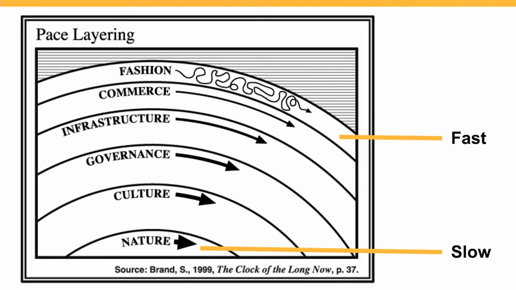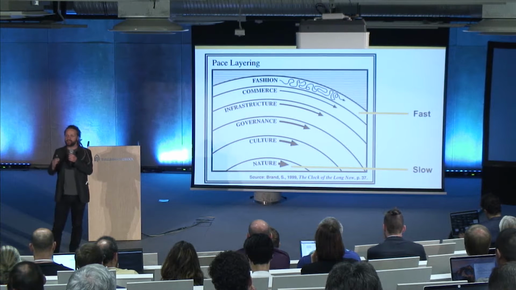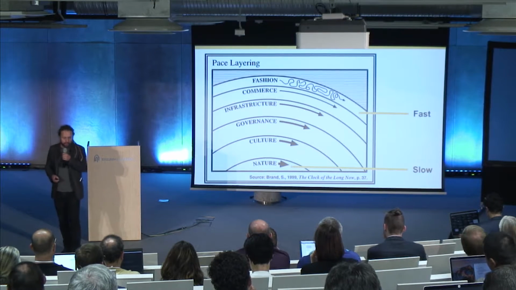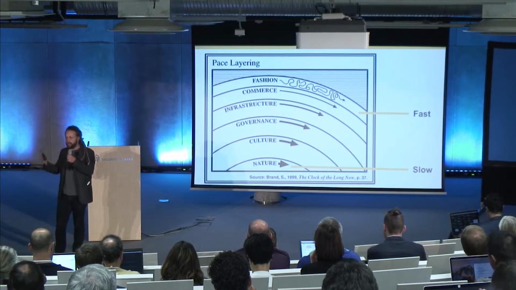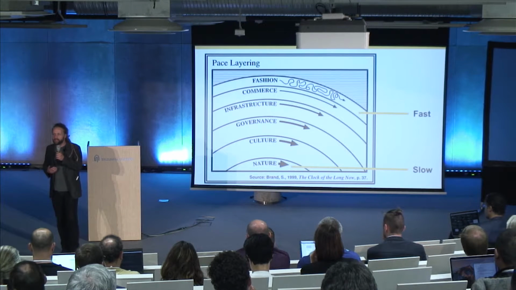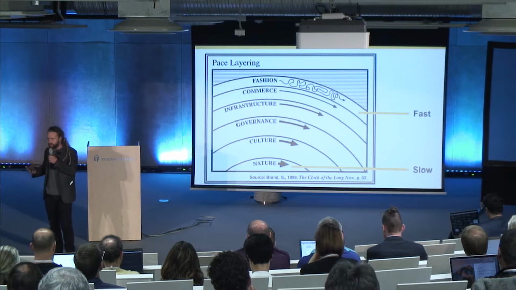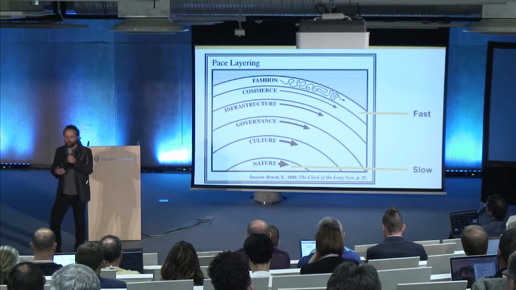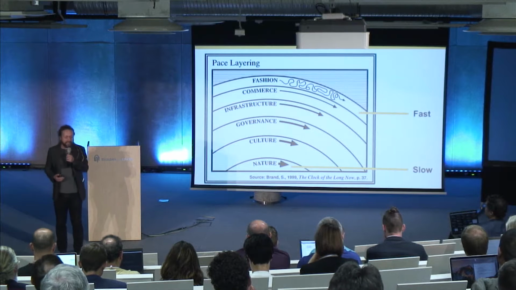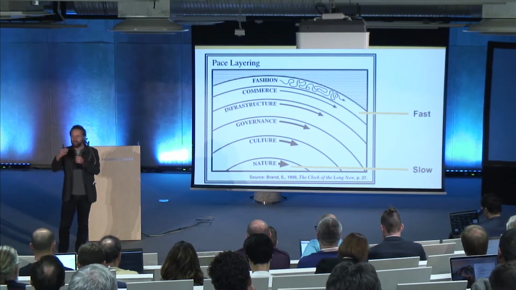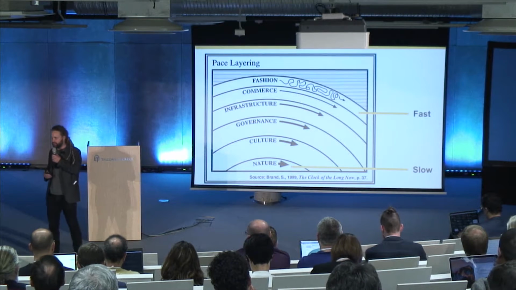So what does this have to do with data? You can apply the same thinking to different ideas. There are things that are more stable. After the building book, Stewart Brand made another book, The Clock of the Long Now, and he expanded the idea to social changes in general. At the very bottom there is nature, biology and physics, which stay the same for a long time. Then comes culture, and above that governance and infrastructure, and then commerce, and then some fashion trends that come and go.